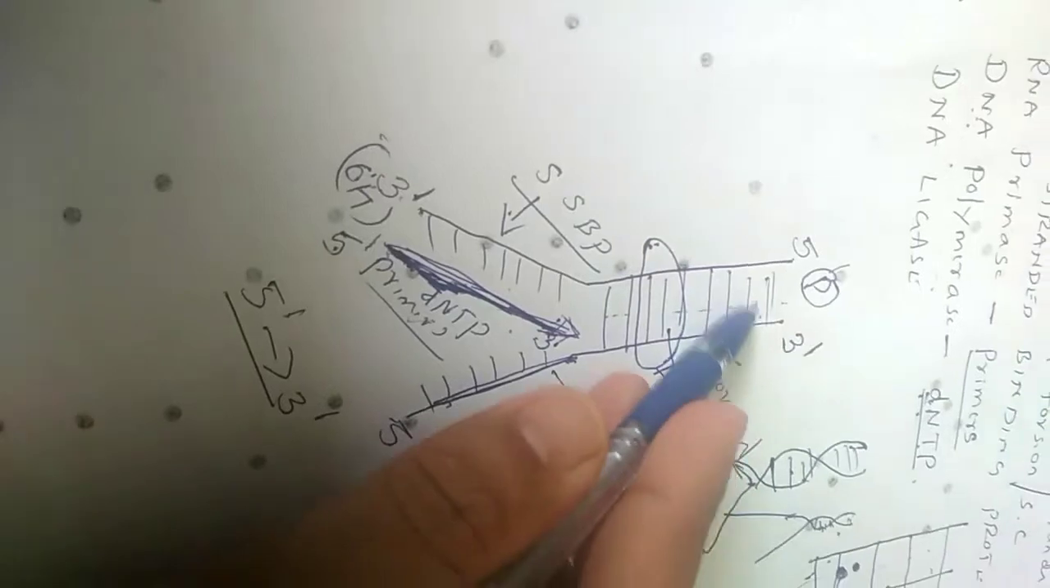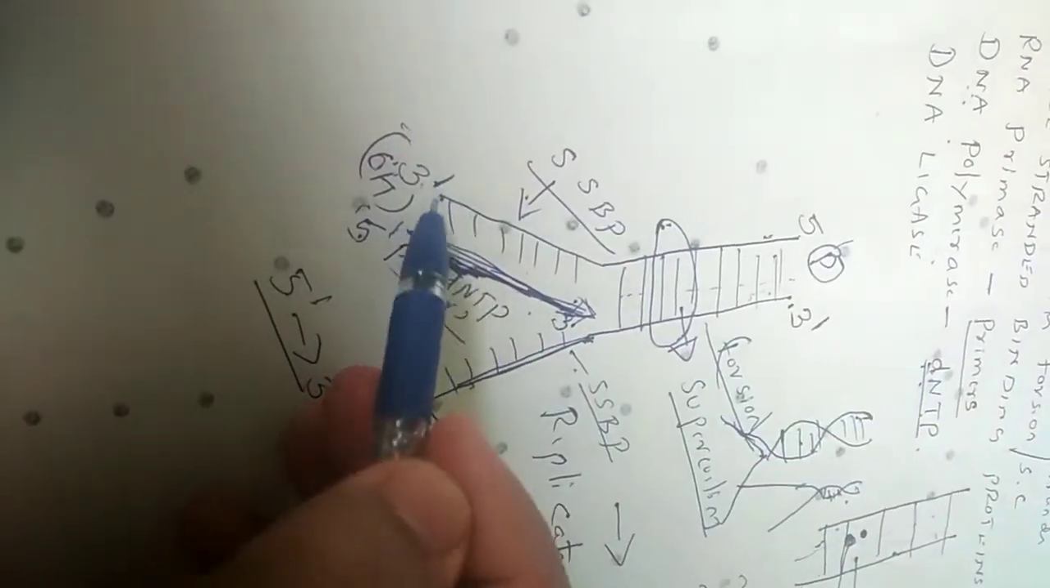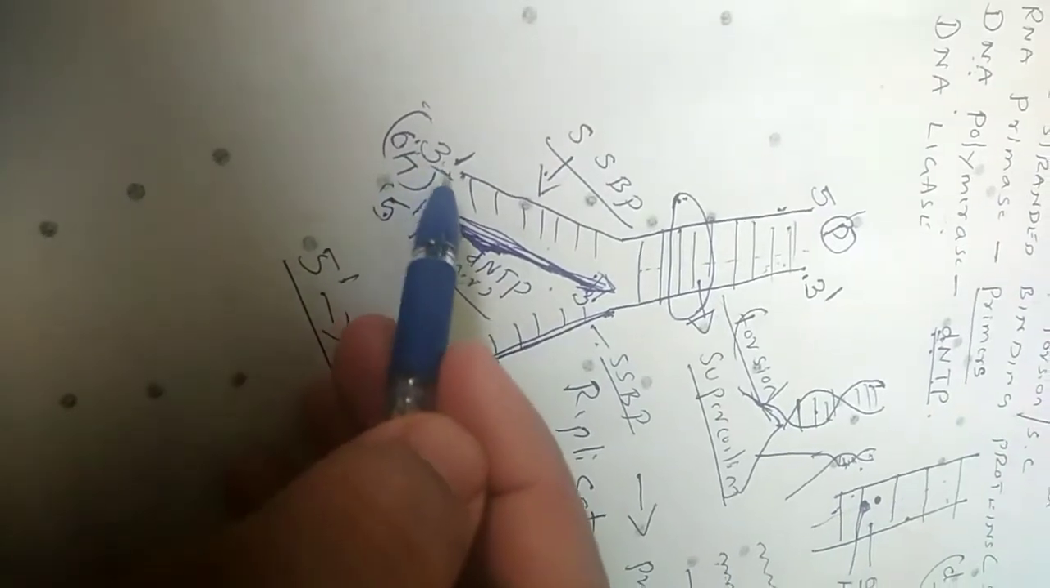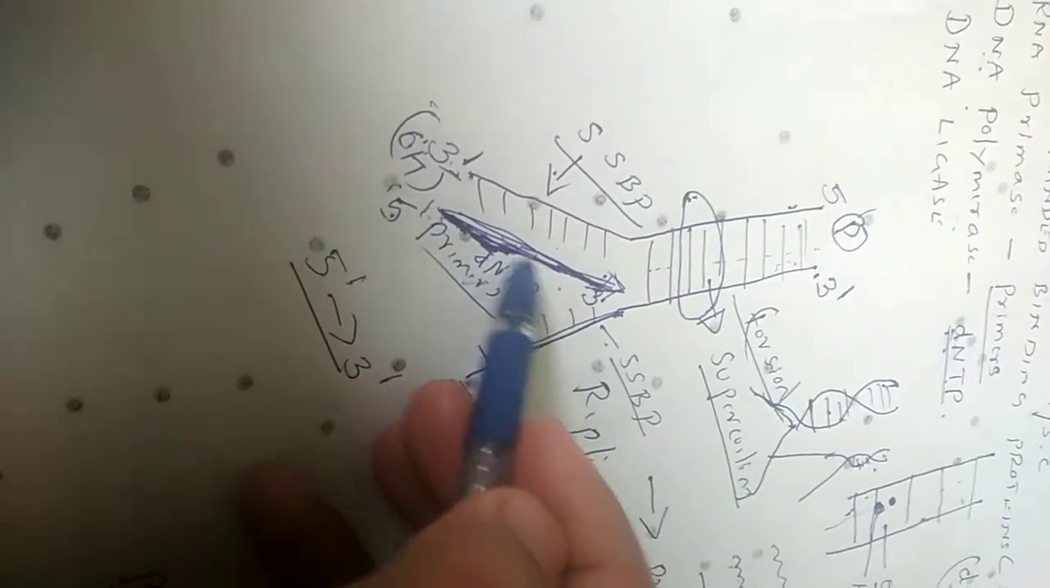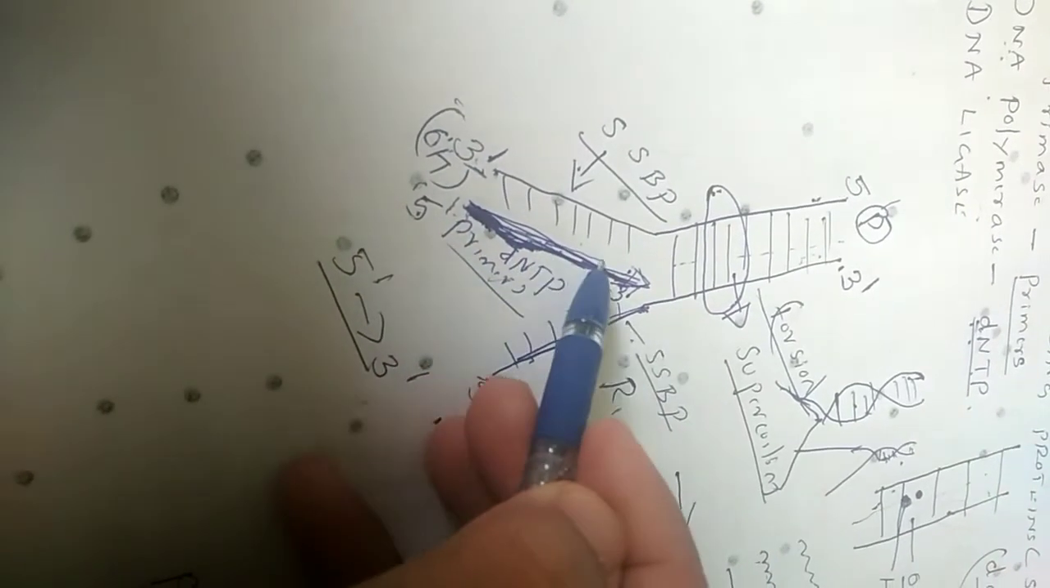Here, the reading frame is 3' to 5'. In this case it is 5' to 3'. So it is very easy for the primer to detect the 3' end, and they will start adding the primers. One primer will be added, only a single primer, and after that dNTPs will be added.